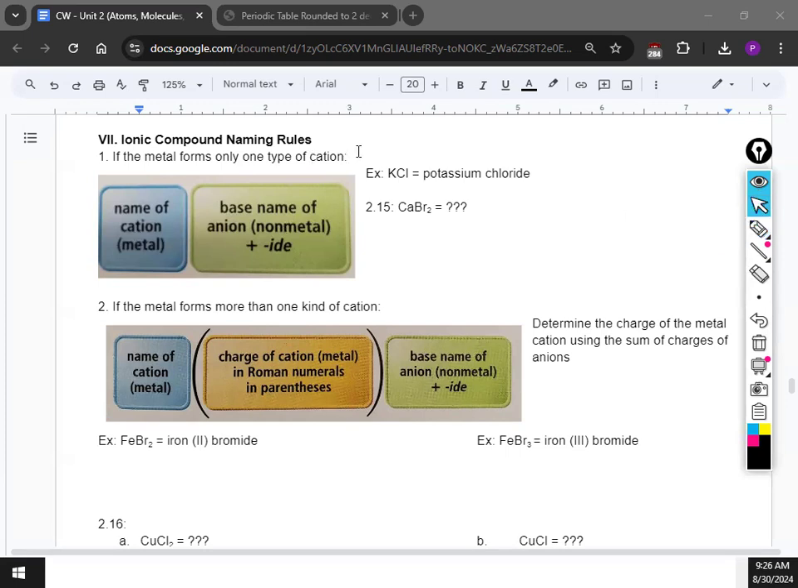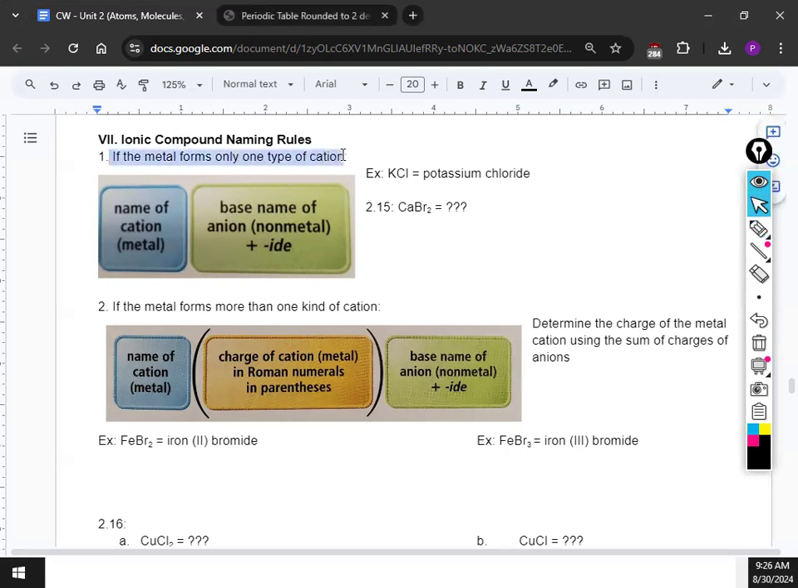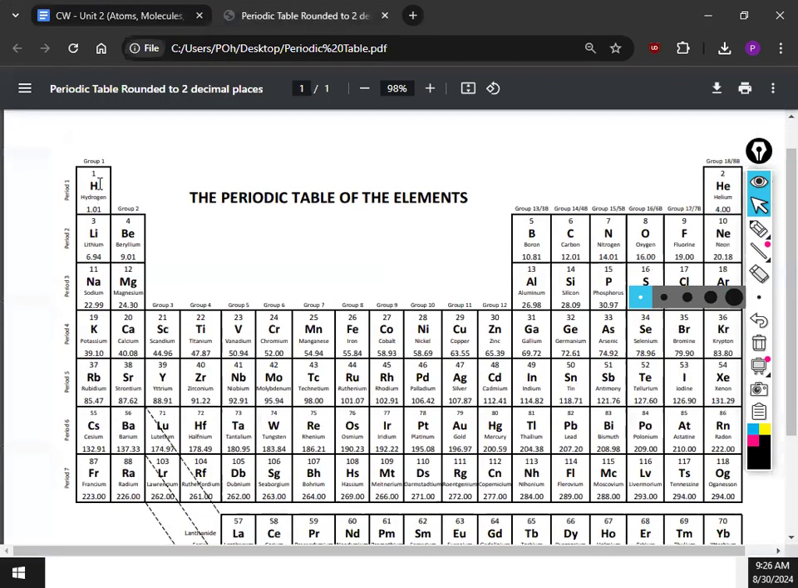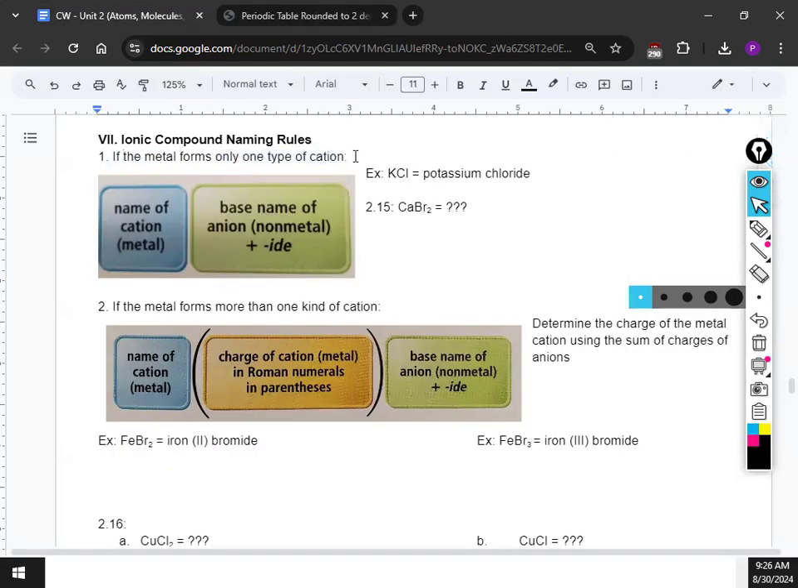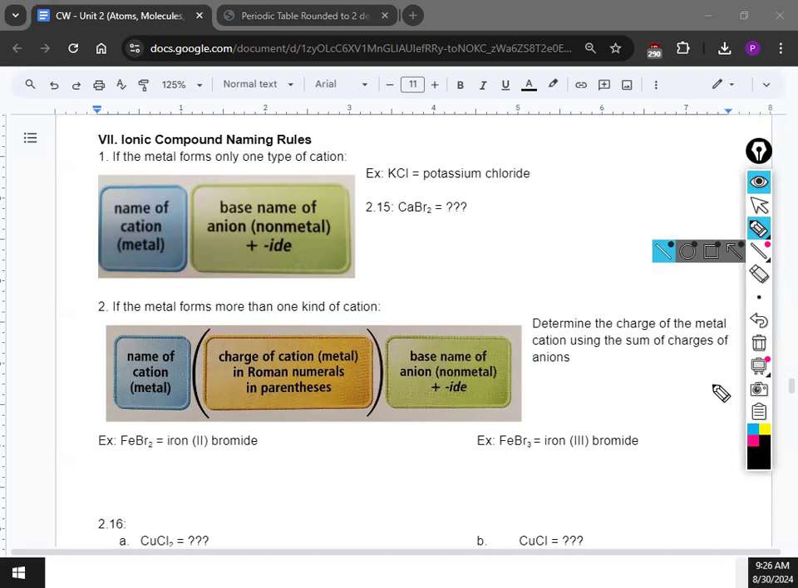So first rule, if the metal forms only one type of cation, basically if it follows the pattern. So if you have something in this column, like K, right? K is always positive 1. If you have calcium, always positive 2, so on and so forth. If the metal always forms only one cation, all you have to do is write the name of the metal. Okay, so here we have an example with KCl. Okay, K only forms K plus, right? There's only one charge that it makes. You just write down the name, potassium.